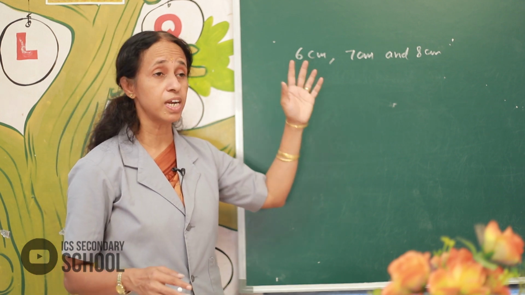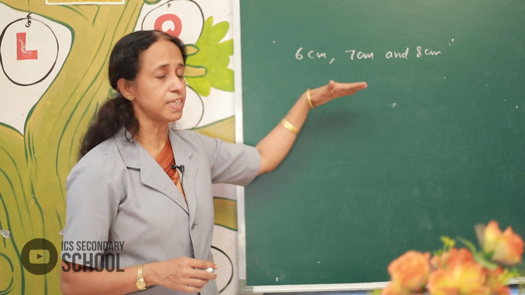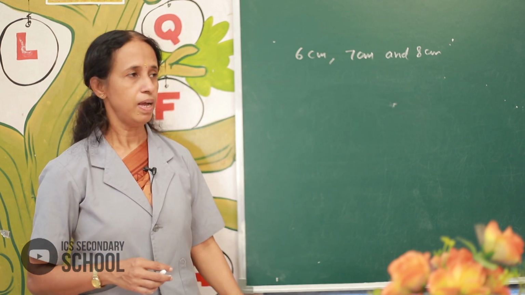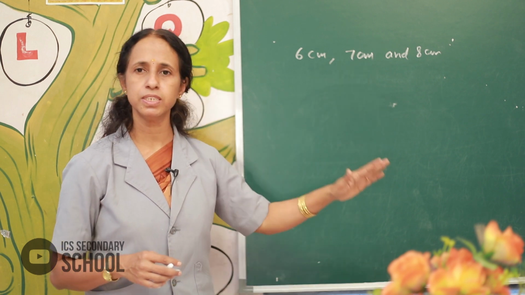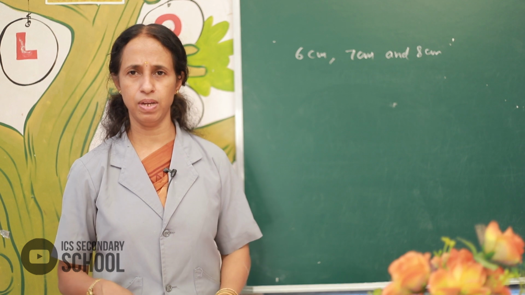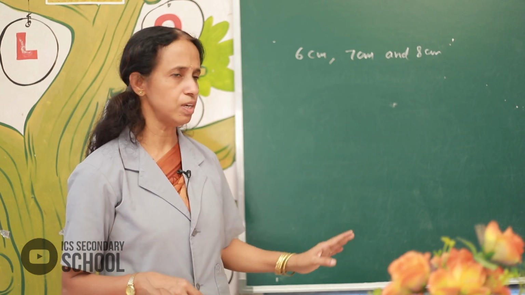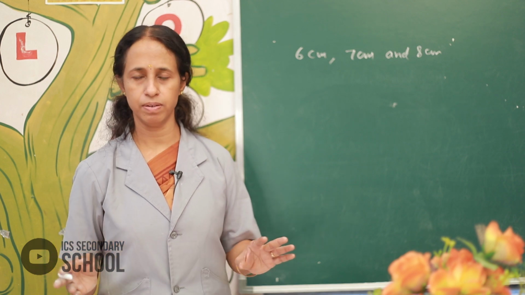We can draw this triangle in 6 ways. This side 6 centimeter as base, and side 7 centimeter as base, and side 8 centimeter as base. But the sides of these triangles are equal. Sides of these triangles are equal, and angles of these triangles are also equal.